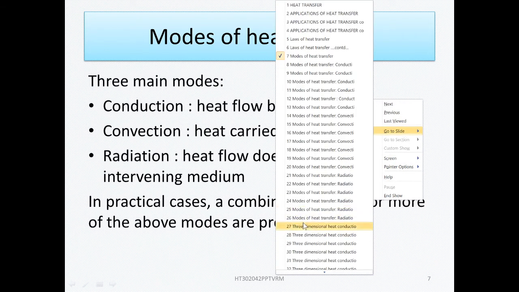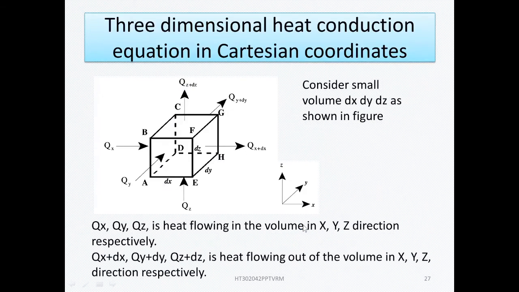in detail how conduction is studied, the detailed analysis of it. In the detailed analysis, we need to consider a cube of size dx, dy and dz. dx is the size of the cube in the x direction. You can see the directions here: x, y and z.